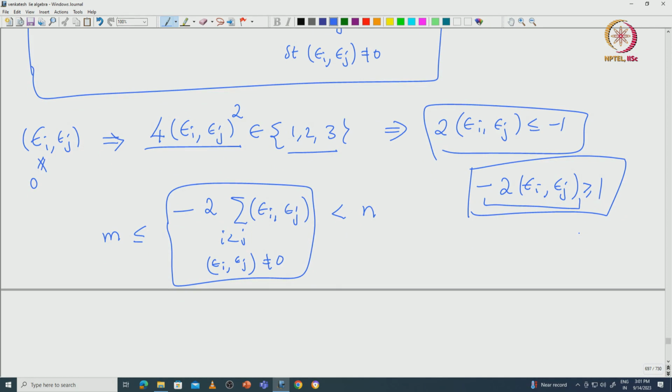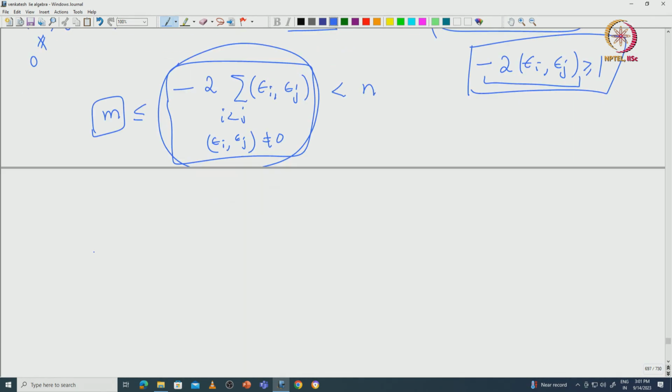So, that means this entire sum is greater than or equal to the m that we want. So, that proves that m is actually at most n minus 1. So, that is a very, very important observation.